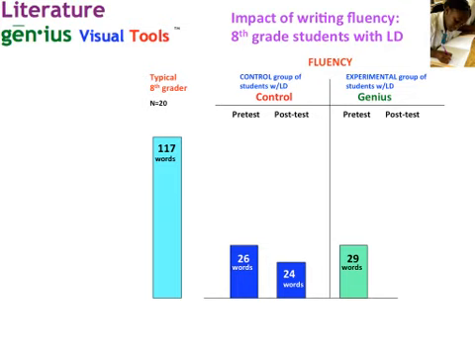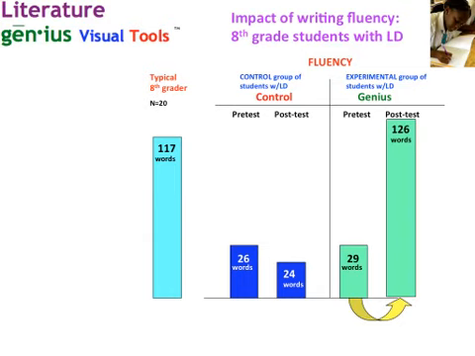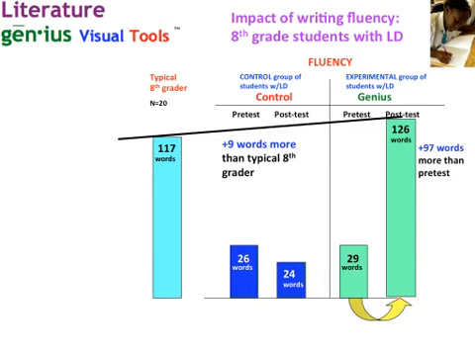However, the students with LD that got the Genius instruction went from an average of 29 words up to 126 words. Now, what's really interesting about this is if you look at the typical achievers, 117 words, the kids with LD were actually outperforming the typical achieving kids when Genius was used.